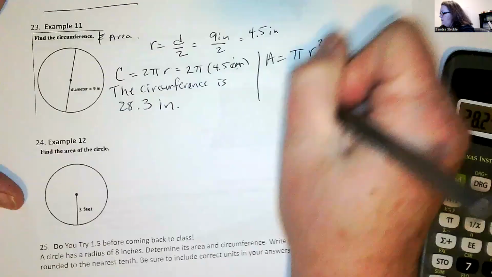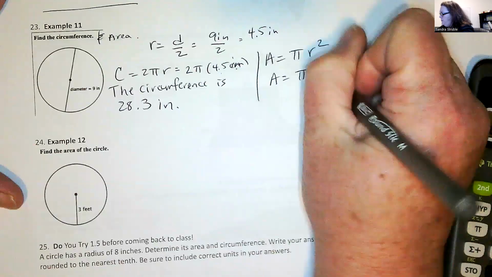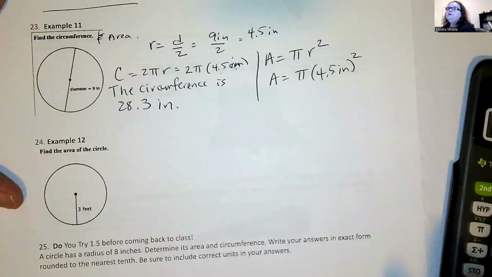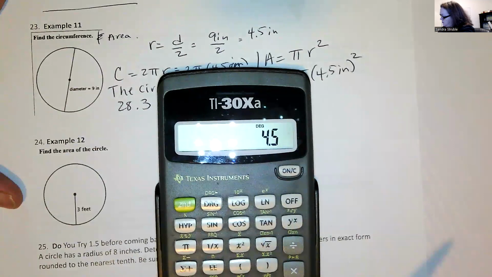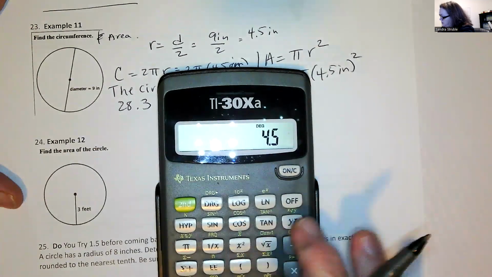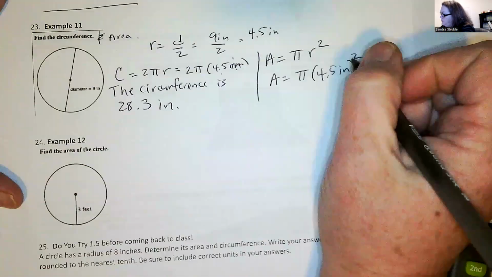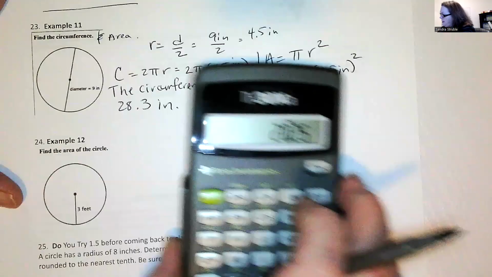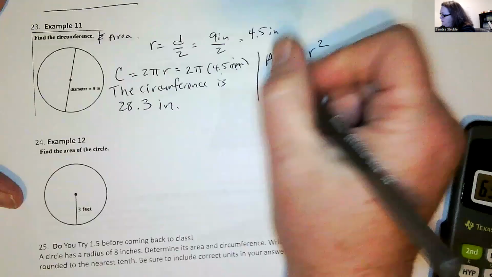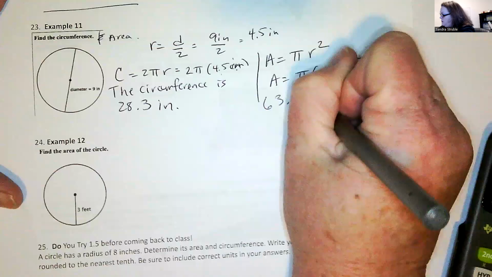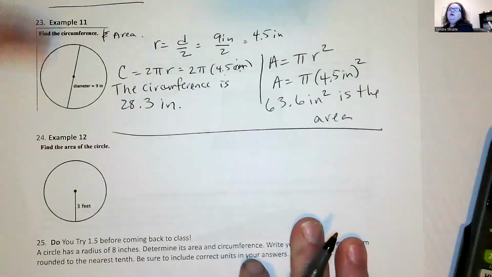Pi r squared. So the area is pi times the radius, 4.5 inches, squared. I'm going to start with order of operations. It's going to want me to do 4.5 squared first. So 4.5, caret 2, equals 20.25 inches squared. Now we're going to take that and multiply it times pi, which equals 63.6 inches squared. That is the area. Boom.